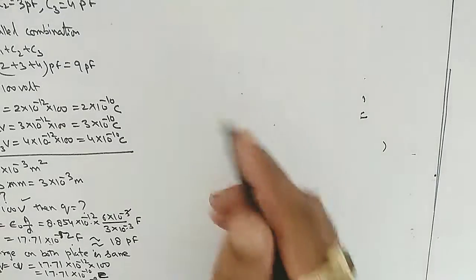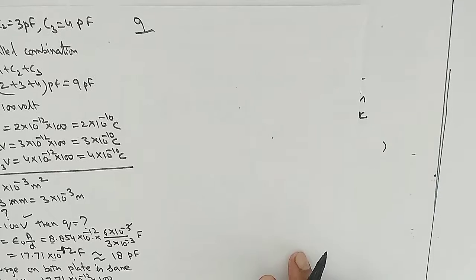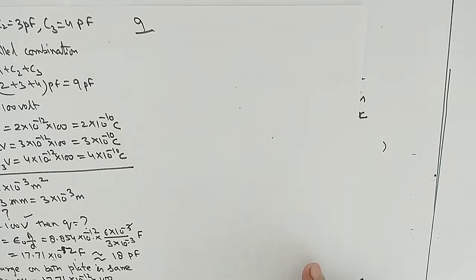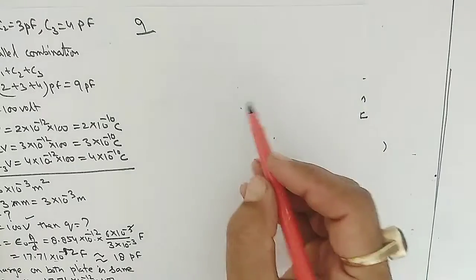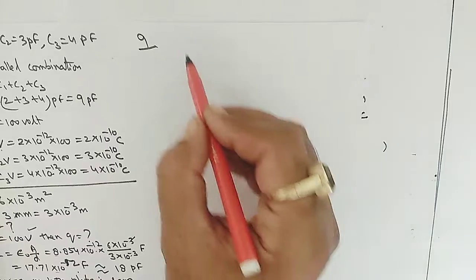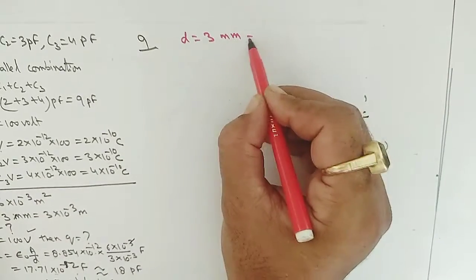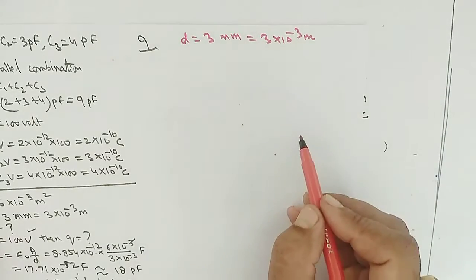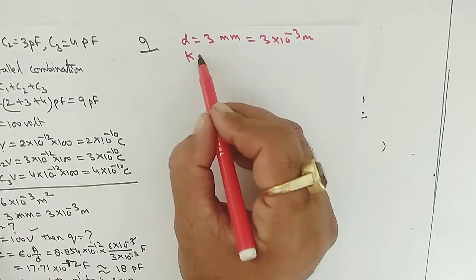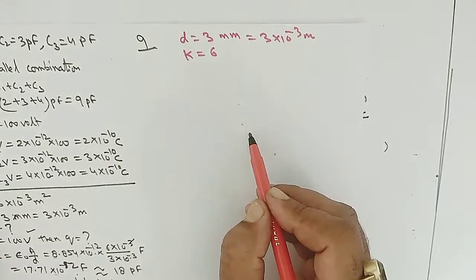Now come to question number 9 of the exercise. Explain what would happen if in the capacitor given in the above question, a 3 millimeter thick mica sheet were inserted between the plates. So D is given here 3 millimeter, that is 3 into 10 to power minus 3 meter. Dielectric constant of mica sheet is also given in this question, it is 6.